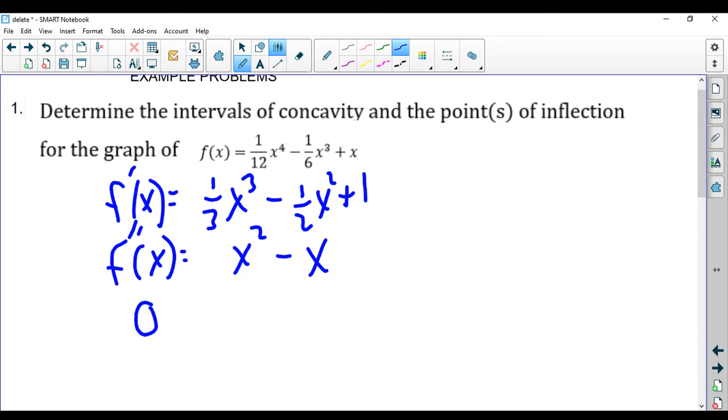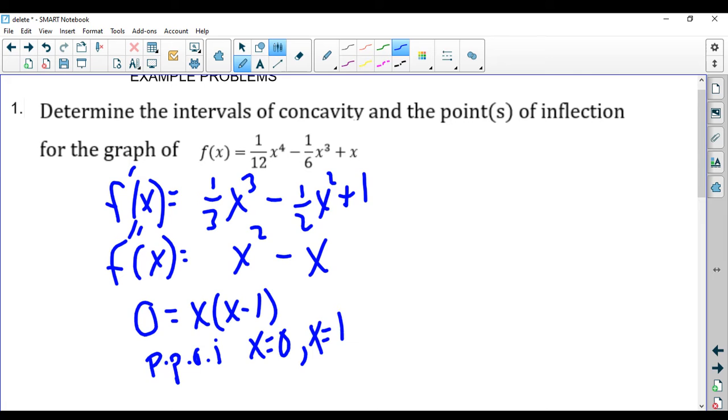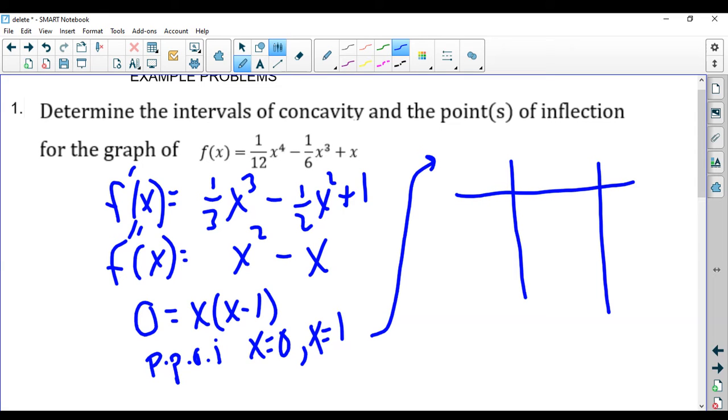So we set it equal to 0 and factor, which gives us possible points of inflection at x equals 0 and x equals 1. So now we make our second derivative chart. 0 and 1. We find the second derivative at a point in each of these intervals.